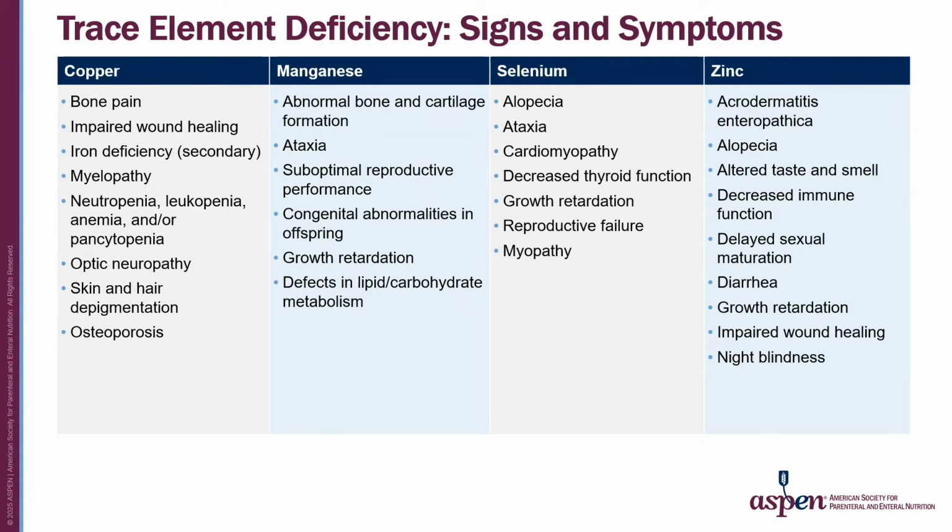Signs and symptoms of selenium deficiency include alopecia, ataxia, cardiomyopathy, decreased thyroid function, growth retardation, reproductive failure, and myopathy. And signs and symptoms of zinc deficiency include acrodermatitis enteropathica, alopecia, altered taste and smell, decreased immune function, delayed sexual maturation, diarrhea, growth retardation, impaired wound healing, and night blindness.